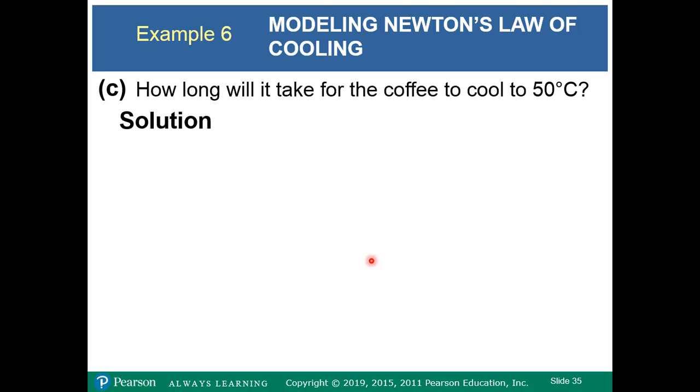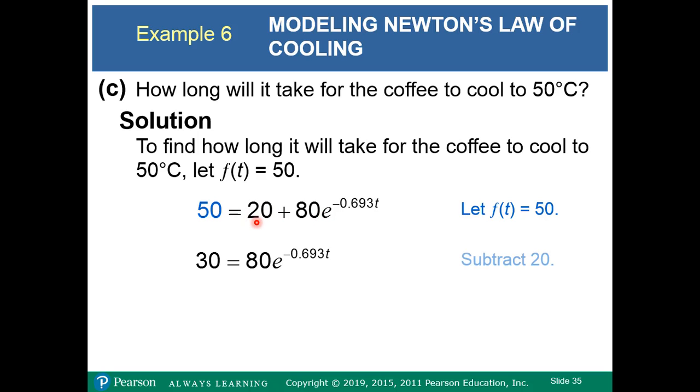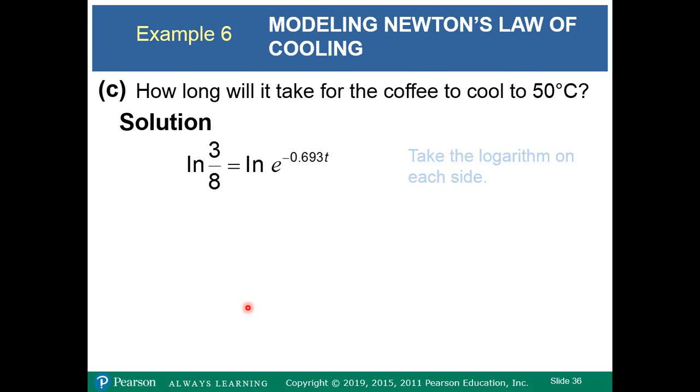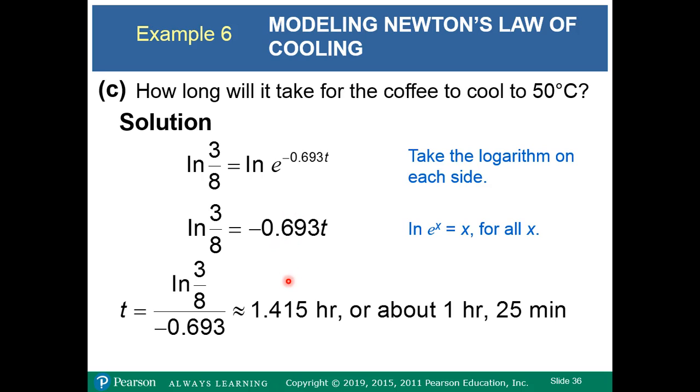How long will it take the coffee to cool to 50 degrees Celsius? Well, we want to set f of t equal to 50 now and solve for t. So again, we're going to subtract 20, then divide by 80, and then we're going to take the natural log of both sides. And then we're going to divide by this number here. And t is approximately 1.415 hours, so approximately an hour and 25 minutes.